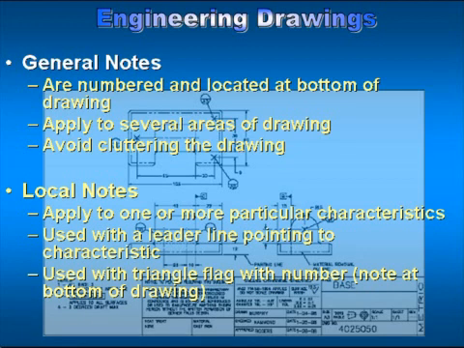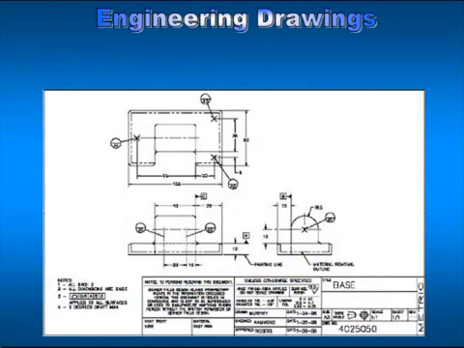To recap, general notes are numbered and located at the bottom of drawings, apply to several areas of the drawing, and avoid cluttering the drawing. Local notes apply to one or more particular characteristics, are used with a leader line pointing to a characteristic, and are used with a triangle flag with a number, which is usually a note at the bottom of the drawing. Under the topic of planning and preparation, we will start discussing engineering drawings.